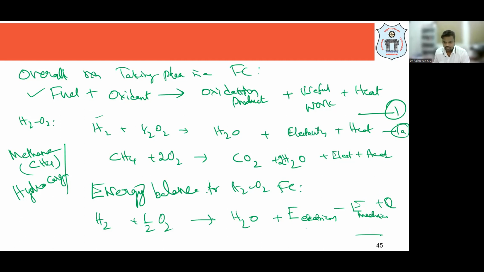Where E electrical is 2 electron volts, and E mechanical is 1.5 RT, and Q is the rejected heat. R is the gas constant, T is the absolute temperature in Kelvin. E electrical is 2 electron volts. So that is how we can write the energy balance.